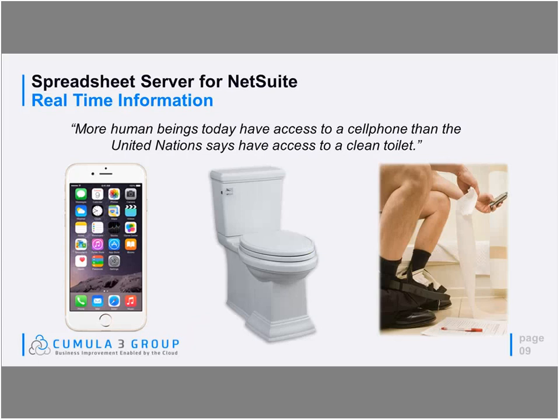So here's a little fun thing. The New York Times said that more human beings today have access to a cell phone than the United Nations says have access to a clean toilet. And for those of us who are not in third world countries, as you can see in the third photo, it seems we're doing a pretty good job of combining both of those. So we're getting real-time information while we're using a toilet. Kudos to us in America.